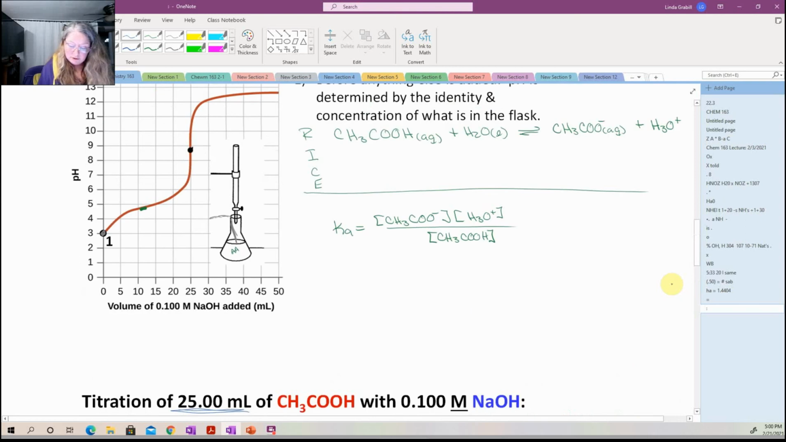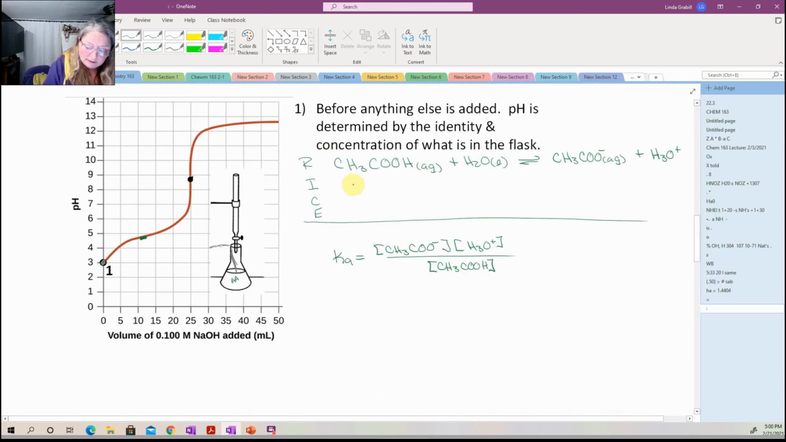And I know what my initial concentration is, so I can remind myself that this initial is 0.100 molar. And that one doesn't matter. My change, well, it depends on where I am on the curve. Now remember, I told you here that value was 4.77. So what can I do with that?